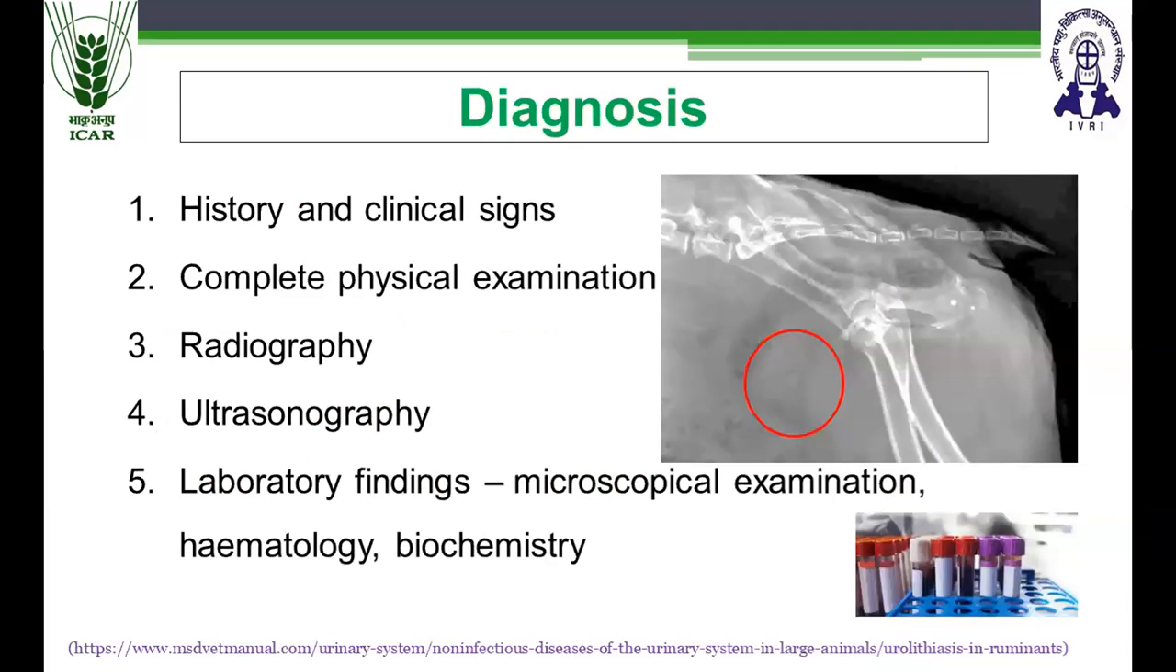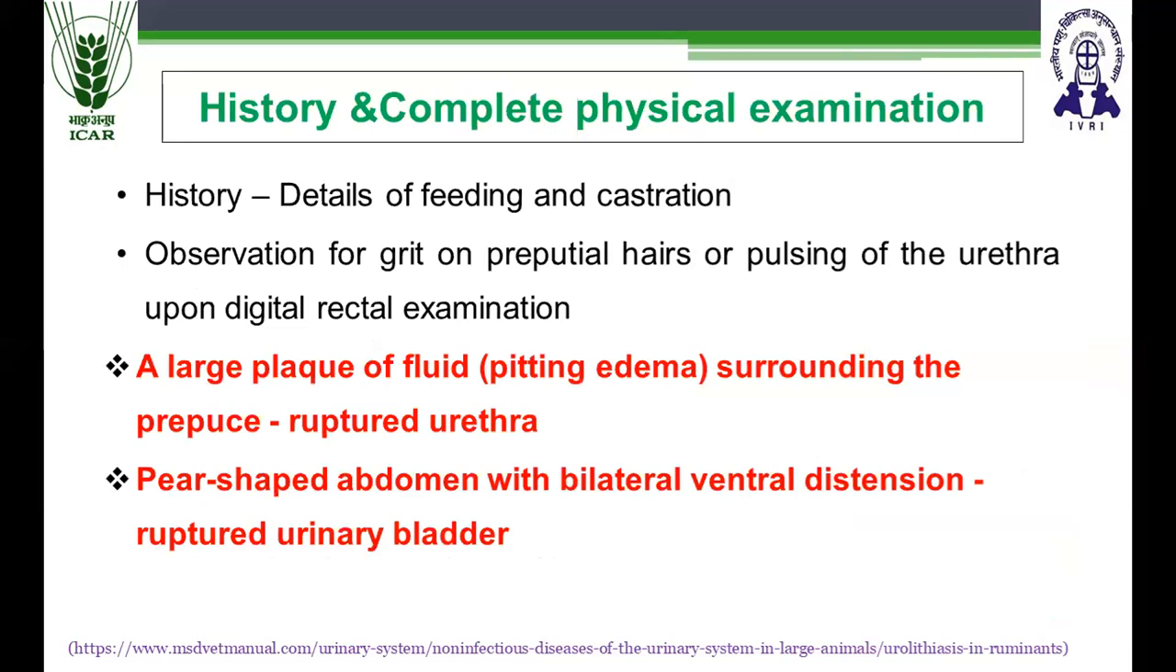In an endemic area like this part of the country, we can diagnose the condition through the history and clinical examination itself, because history from the owner will reveal whether he has castrated the animal at a very young age, and the clinical signs of distended abdomen or bleeding, we can diagnose the condition. So in all cases, we require a complete physical examination. Radiography, ultrasonography, and laboratory findings are ancillary techniques as far as ruminants are concerned. So history and complete physical examination are very important as far as ruminant obstructive urolithiasis is concerned.